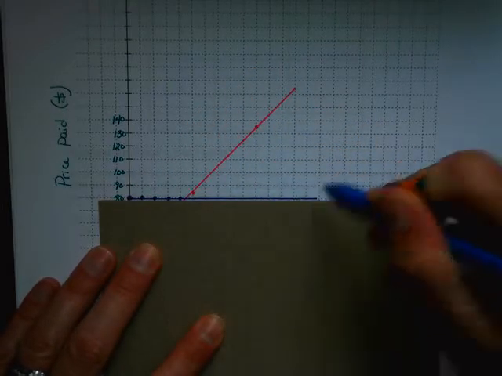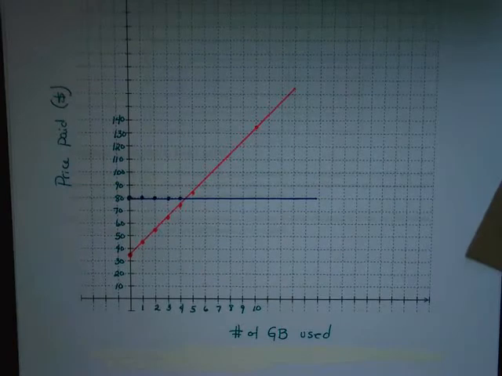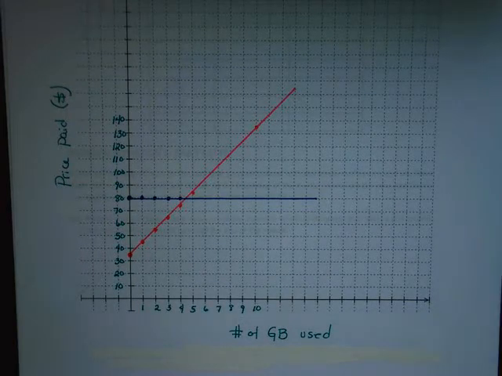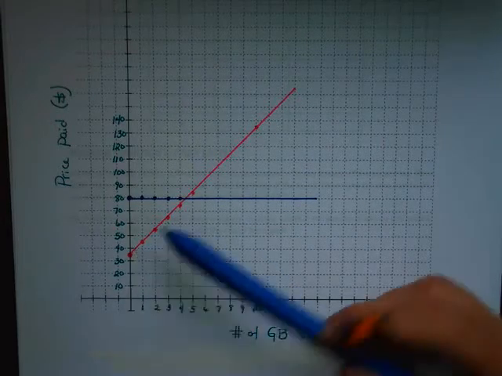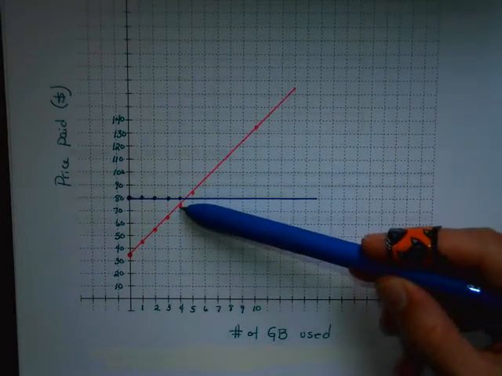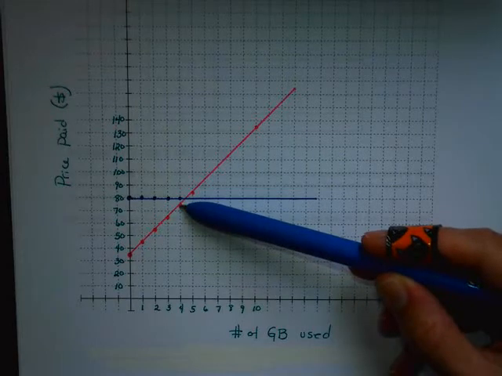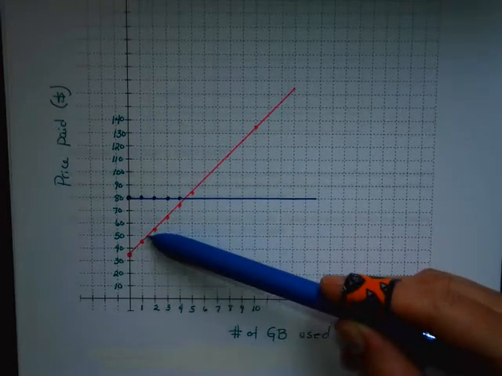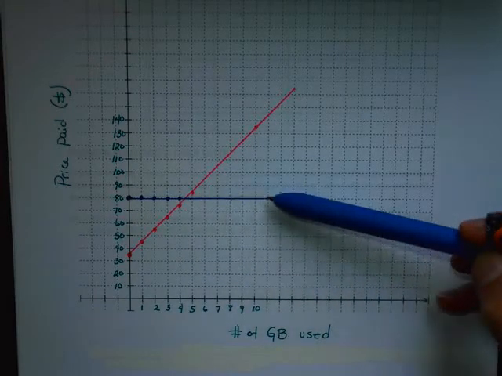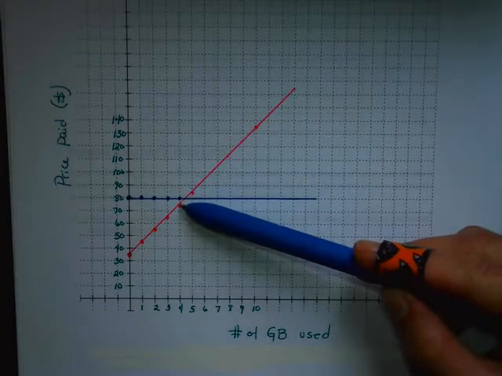Okay, so now we can look at this, and maybe this can help us decide a little bit about which plan we should use. So in pink, it's cheaper for anything up to 4 gigabytes. Do you see that? All the prices are below that nice horizontal line. And then as soon as we hit 5 gigabytes, the pink is above.